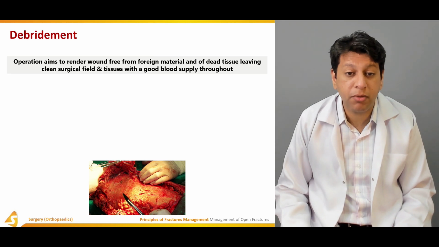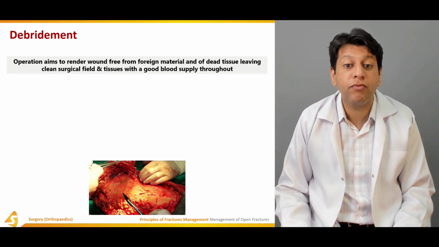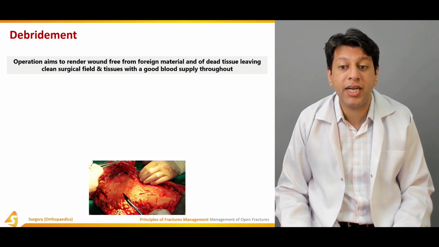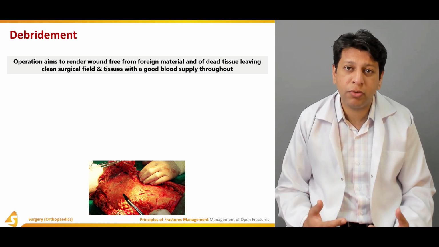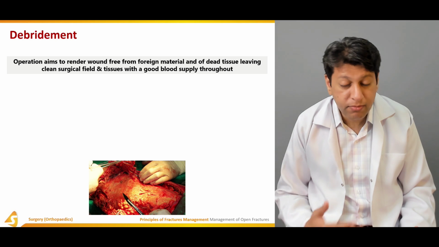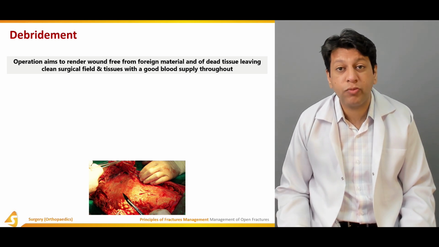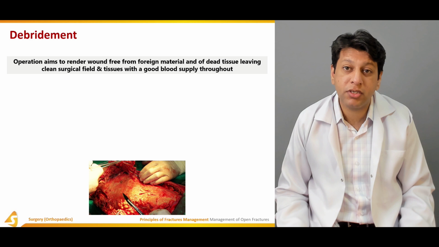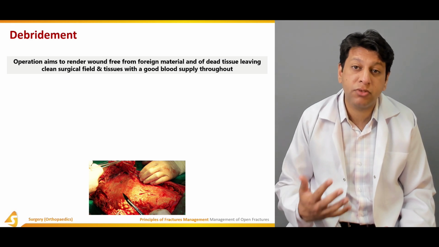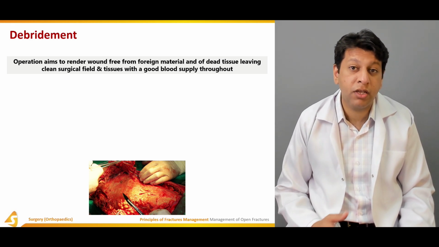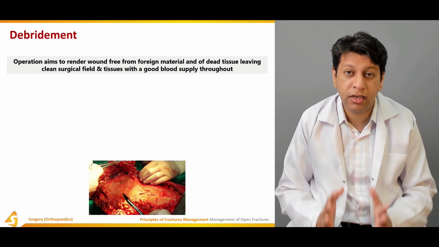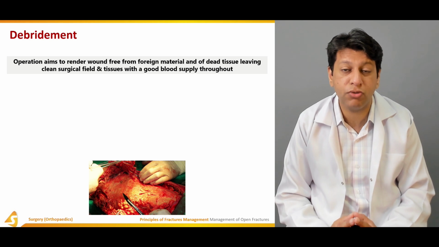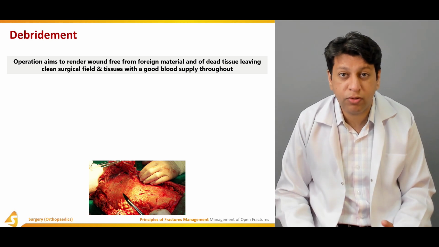Now coming to the debridement, the operation aims to render the wound free from foreign materials and dead tissue, leaving a clean surgical field and tissue with good blood supply throughout. So you know that we have to wash it properly and thoroughly. If it's type 1, we have to wash it with a minimum of 3 liters of normal saline. If it's type 2, a minimum of 6 liters of normal saline has to be used. And if it's type 3 A, B, or C, then a minimum of 9 liters of normal saline needs to be used to wash the wound thoroughly.